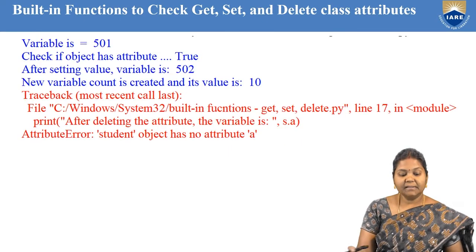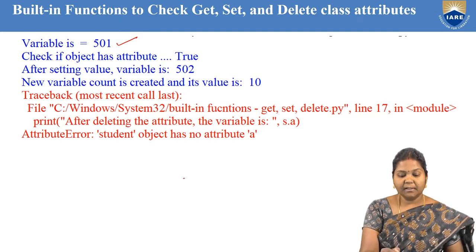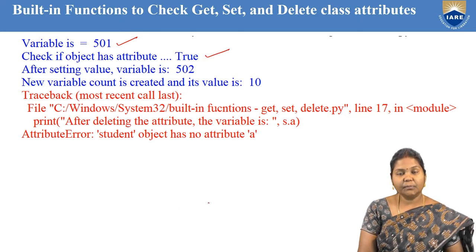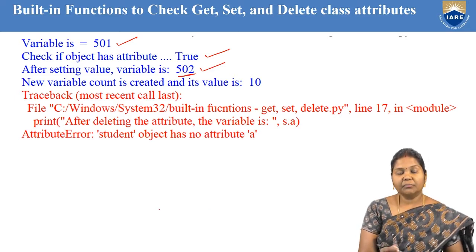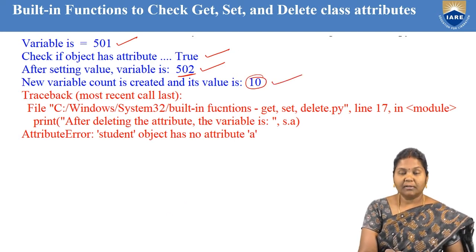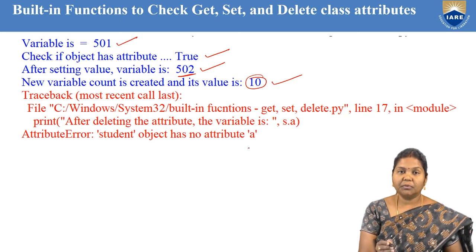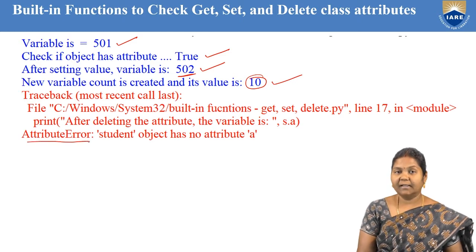So, let us see the output. Initially you have called the display method, so 501 is printed. Next, you have checked has attribute. Yes, A is the attribute, true. Then, you have set the new value for the attribute A. 501 is replaced with 502. Then, the new count variable you have created and given a value. So, this is the output. Now, after deleting the attribute, you are trying to access that attribute, so you have got the error over here, that is attribute error, that the attribute A doesn't exist.